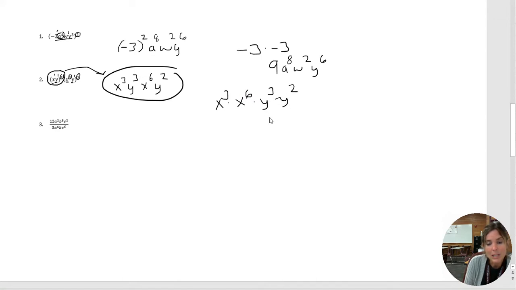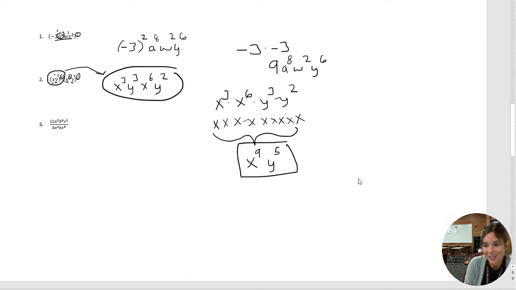Okay, now when you multiply like bases, you need to add the exponents. X to the 3rd looks like this, and x to the 6th looks like this. So this right here is really x to the 9th. Okay, so when you do x to the 3rd and you multiply by x to the 6th, you get x to the 9th. When you do y to the 3rd times y to the 2nd, you get y to the 5th. And then that right there is your final answer.